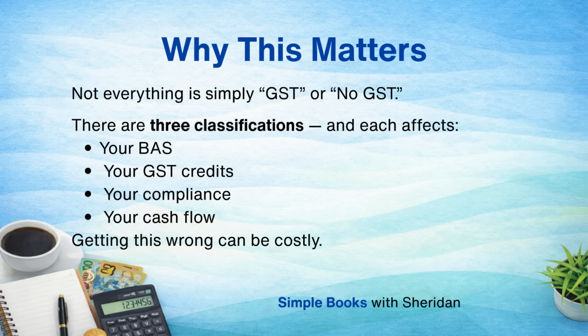Many small business owners think GST is simple. Something either has GST or it doesn't. But in reality, there are 3 different classifications, and each one affects your reporting differently. If you misunderstand these categories, you may report your BAS incorrectly, overclaim or underclaim GST credits, create compliance issues, or affect your cash flow. So understanding these classifications properly helps you to protect your business.